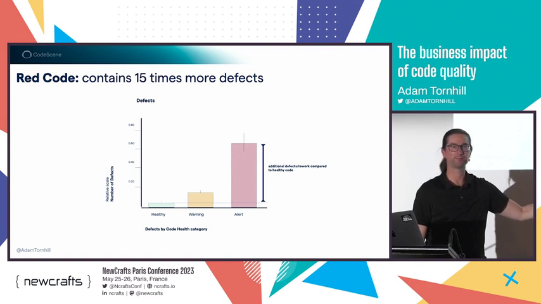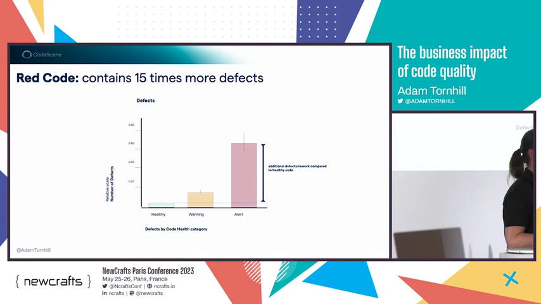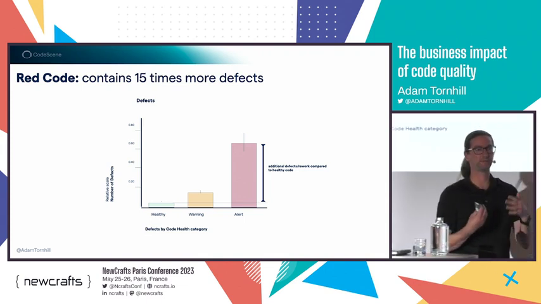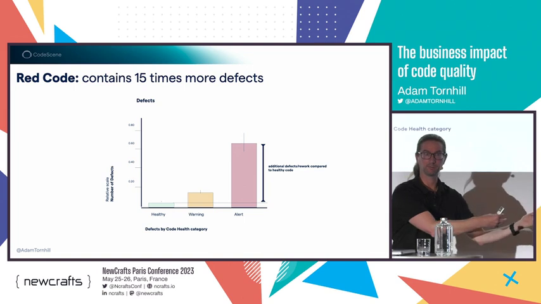Again, do you think this matters to business? What's the problem with defects? Well, I see two problems with them. The first is that if you have red code and deliver 15 times more defects, then it's going to impact the product maturity experience of your customers, right?